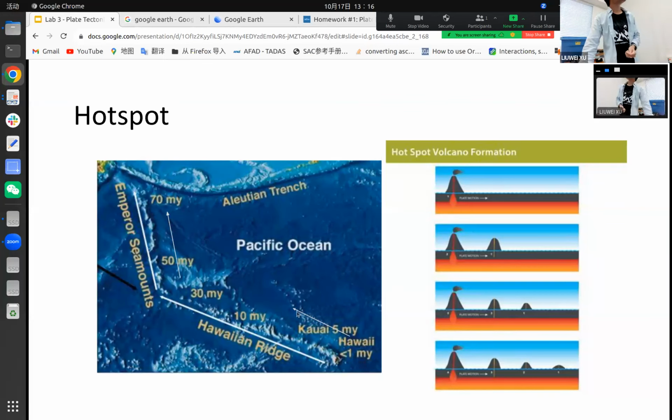You can see these two white arrows. They show the moving direction of the Pacific plate. It's moving to the west and moving to the north. So you will see this. Here we have the Hawaii ridge. This is a volcano chain, and another volcano chain here.